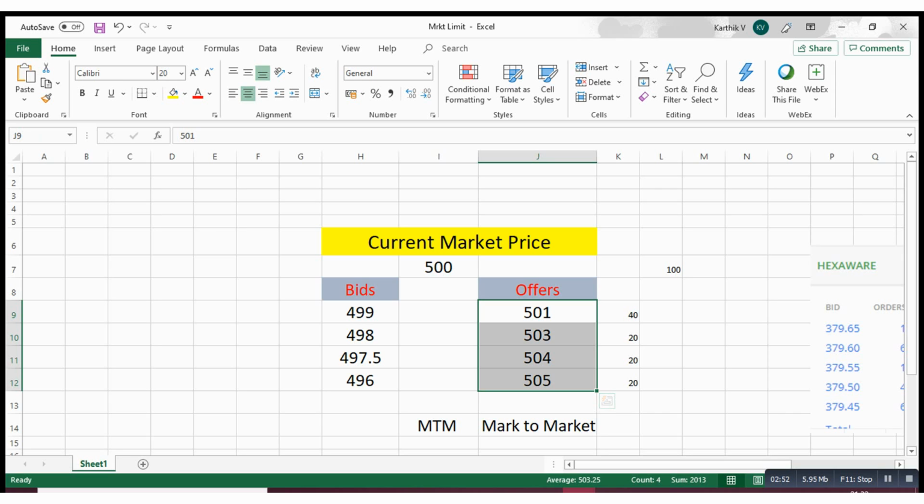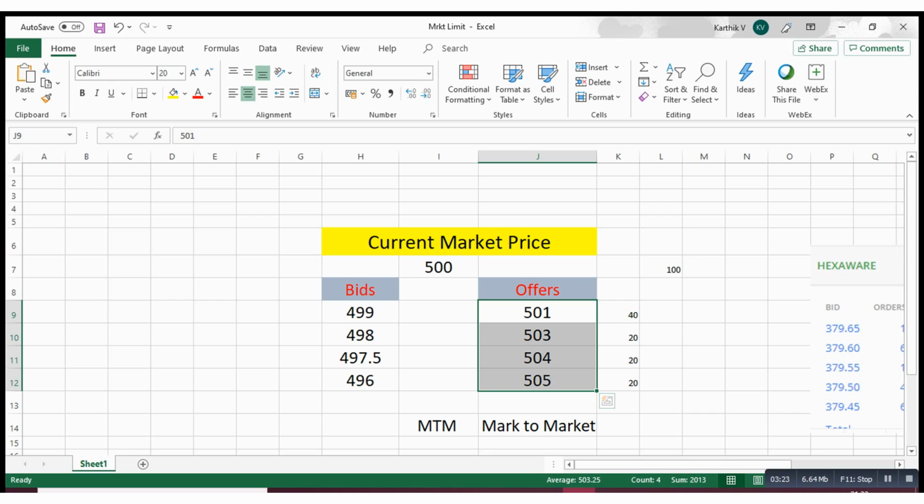Now when you mark to market, the current price is 500, which is the market price, but since you placed a market order, it bought at different prices that are available in the market, and it averaged to 503.25. So it had bought it. Now you are at a 3 rupee loss when you mark it to market. So this is the disadvantage of placing a market order.